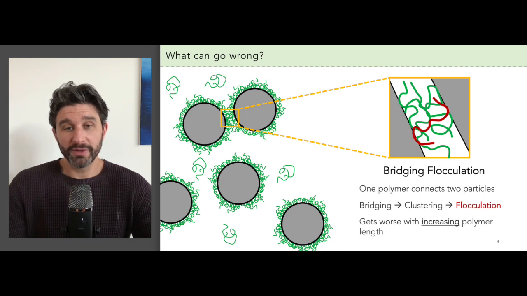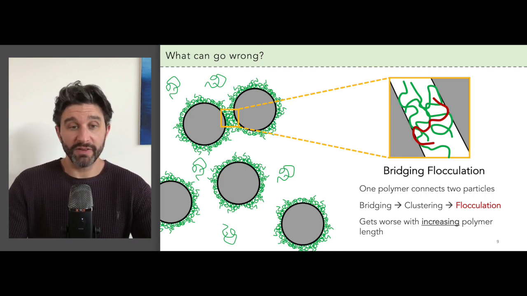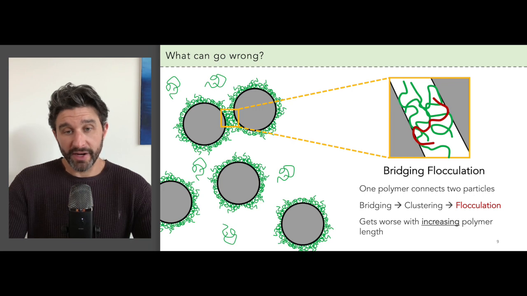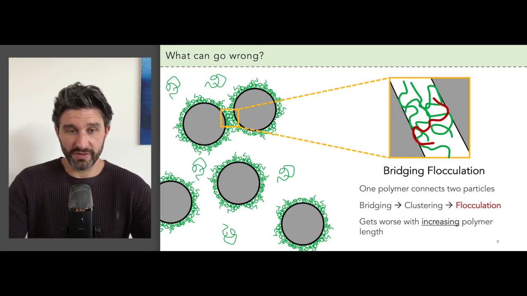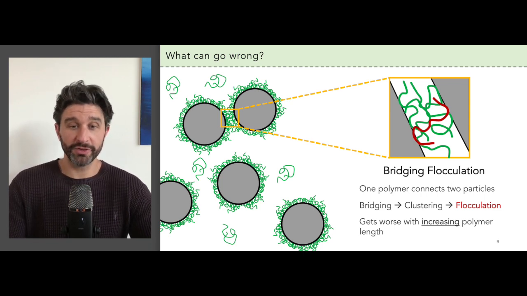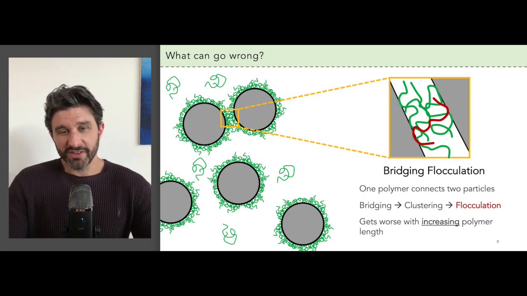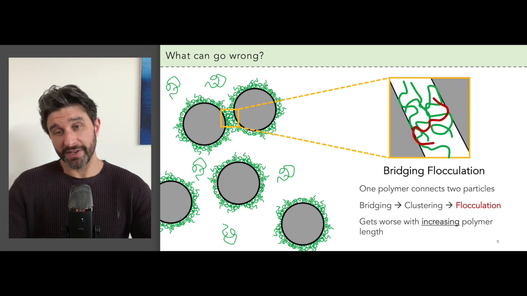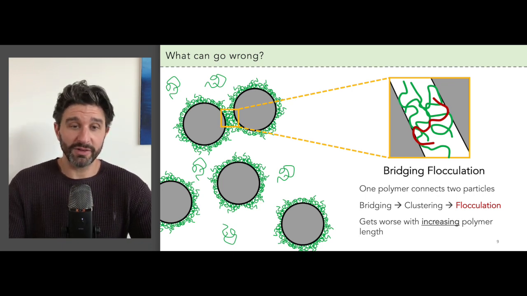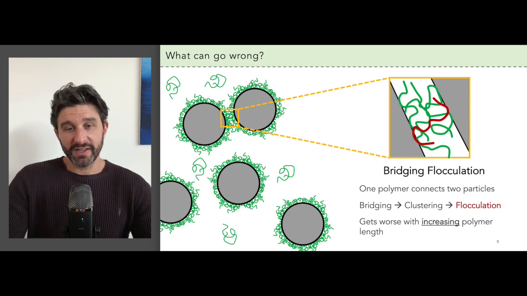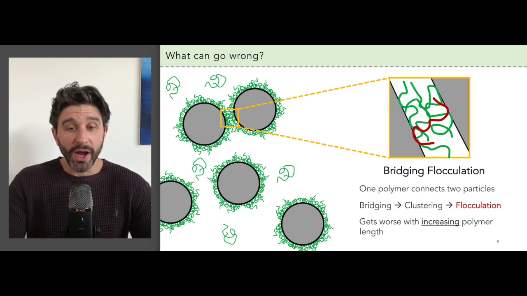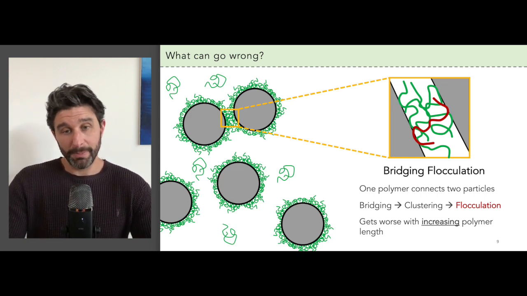Bridging happens when polymers on one particle connect to the surface of a nearby particle. The panel on the right shows this happening, where the red polymer has formed a bond across two particle surfaces. This is referred to as bridging flocculation because these bridges actually cause particles to cluster and flocculate, just like the van der Waals interactions. Now, this kind of bridging flocculation can happen in many different scenarios, but it typically gets worse as you increase the length of the polymers. This is because longer polymers are able to extend further out from the corona into the solution and potentially form connections with particle surfaces that are further away.